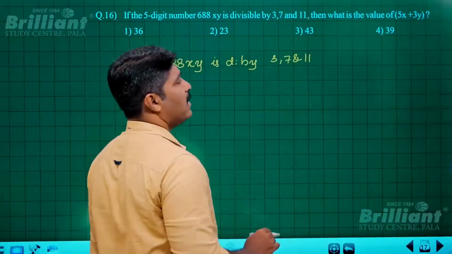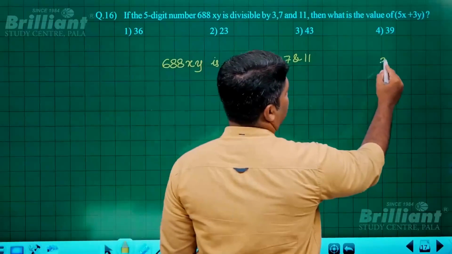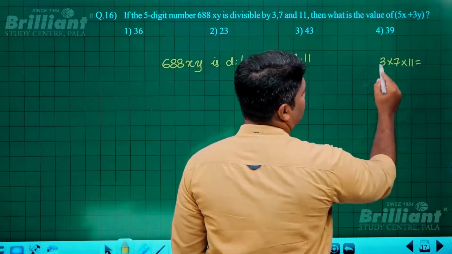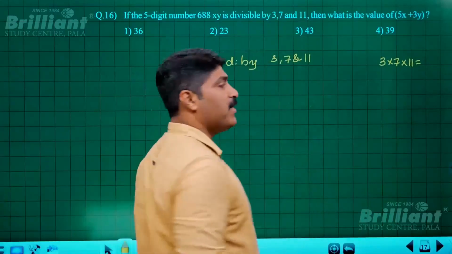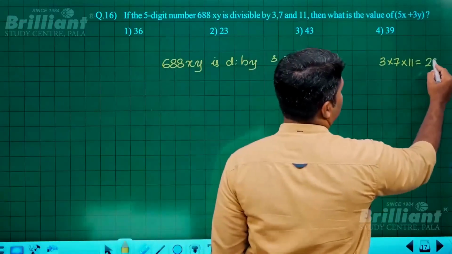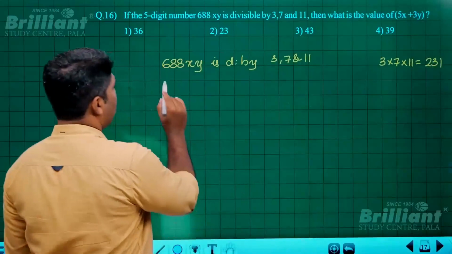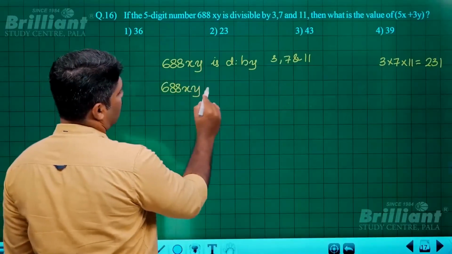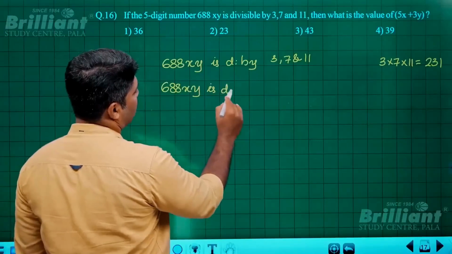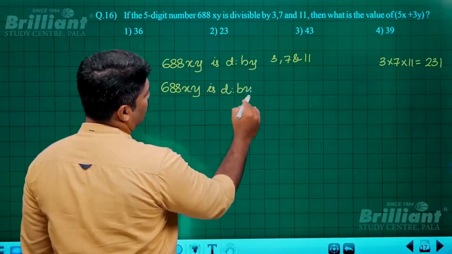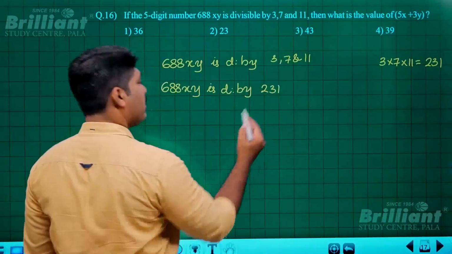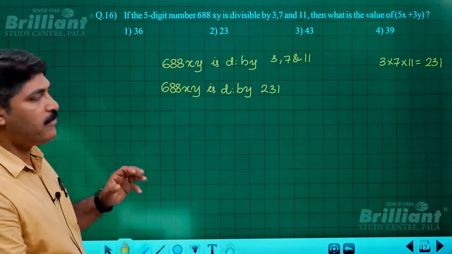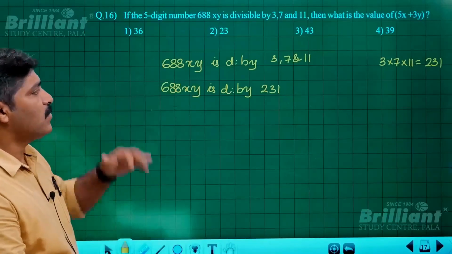So 3, 7 and 11. Their LCM is the product. LCM is the product itself. So that is 3 into 7, that is 21. 21 into 11, so that is 231. Therefore, what we can conclude is that 688xy is divisible by 231. Correct?